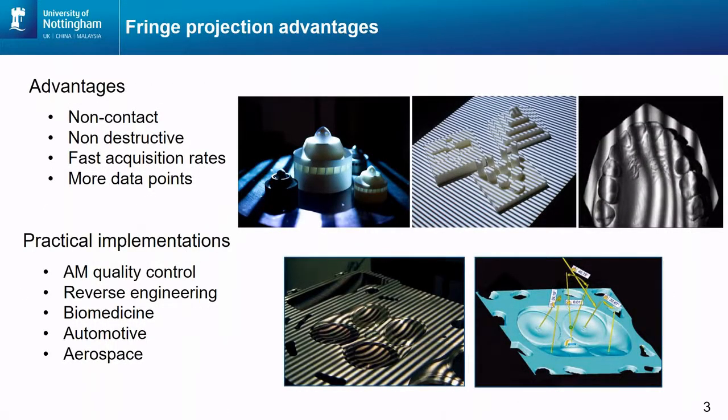Fringe projection is basically a non-contact optical method that has been extensively used in dimensional characterization of AM parts because of its non-contact, non-destructive, and fast acquisition nature, acquiring millions of points in a second. It has many applications in AM quality control, reverse engineering, biomedicine, automotive, and aerospace.